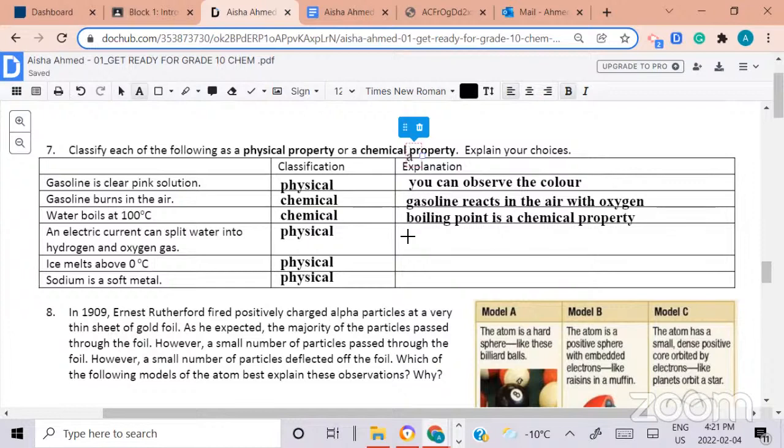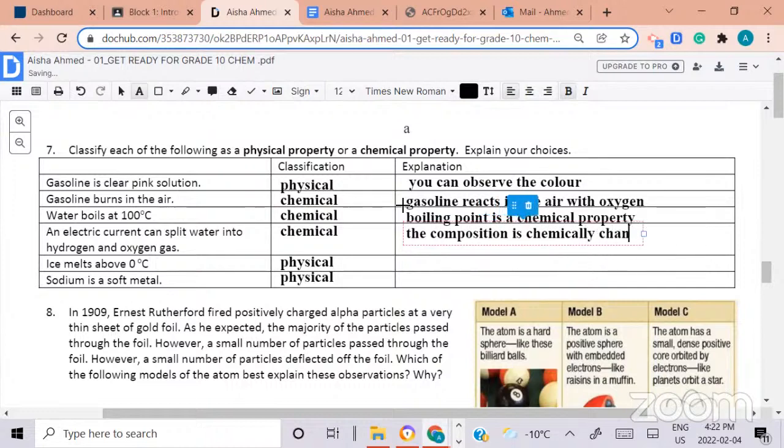An electric current can split water into hydrogen and oxygen gas. That is a chemical property. I can see why you might think it's physical, and that makes me doubt it because we're creating a gas, but the fact that it's going into different elements like hydrogen and oxygen, it's splitting. I would consider that a chemical property because we're chemically changing the composition, right? What do you think? Yep.